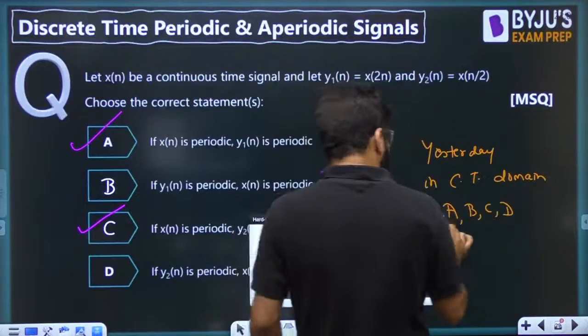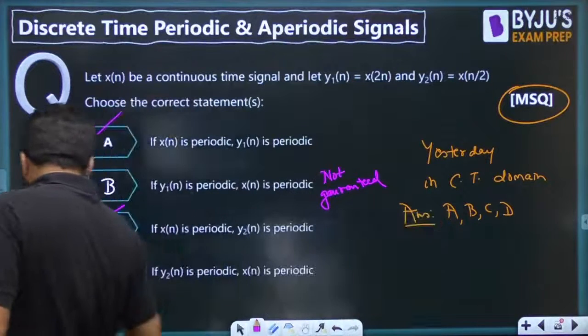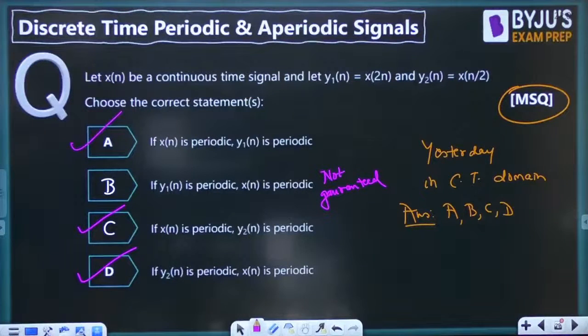And that is why, dear, D option will be correct. Only and only B option will not be correct.